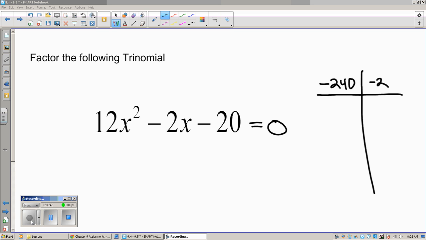No. As Noah said, I started writing out all the multiplication facts. I even used my calculator on this just to make sure. And yeah, there's nothing that multiplies to negative 240 and adds to negative 2. So this is relatively prime. At this point, we can't solve it until we learn something a little more. But for right now, this is not factorable.